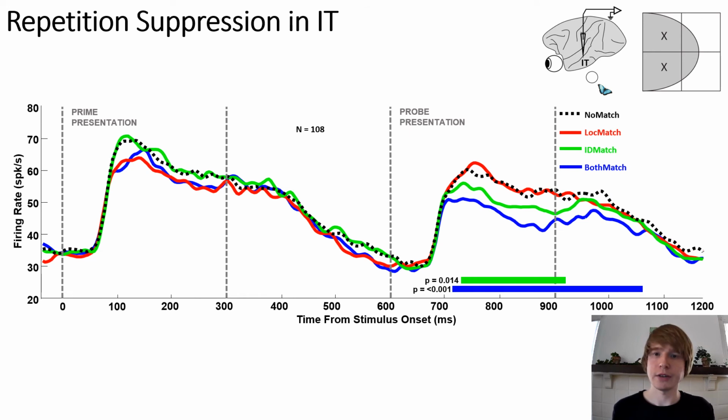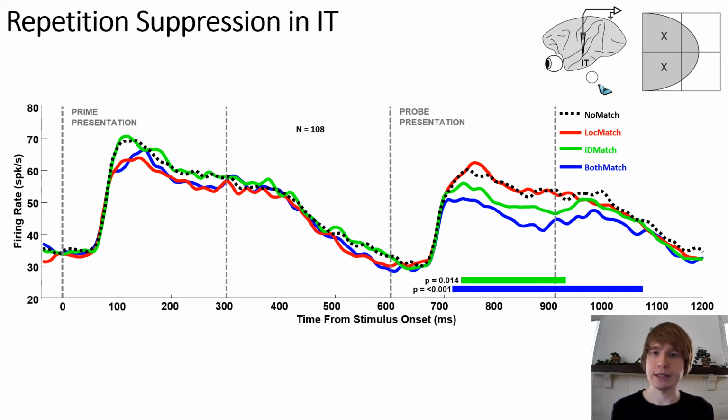What I'm showing here is a peristimulus time histogram of the average response of 108 recorded IT neurons during all trials in each of the 4 conditions, plotted as firing rate in spikes per second over time. The no match condition is the dashed line, the loc match condition is in red, the ID match condition is in green, and the both match condition is in blue. The colored bars at the bottom of the histogram indicate times when each condition was significantly different from the no match condition by a cluster-based permutation test.